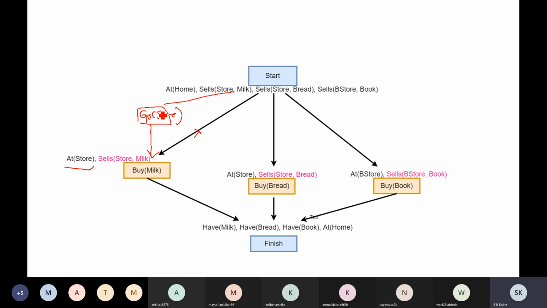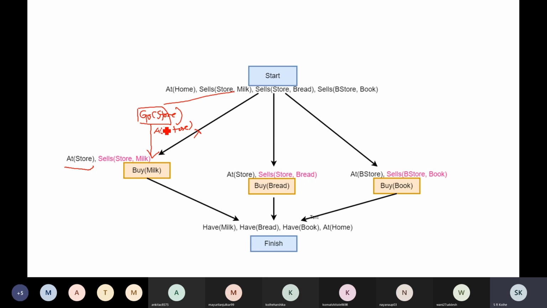So from start, go to the store, then robot will be at store. Then at store will be true. Effect of this go store is at store and not at home. Okay, not at home. So at store will be true, which is a precondition for buy milk. So therefore, you have added this go store here, right? In between this start and buy milk, so that preconditions of this buy milk will be satisfied.